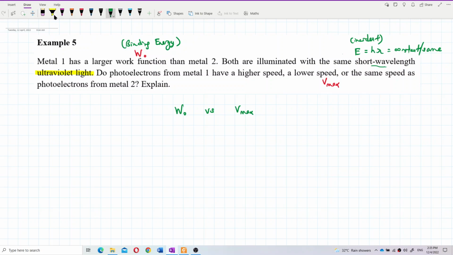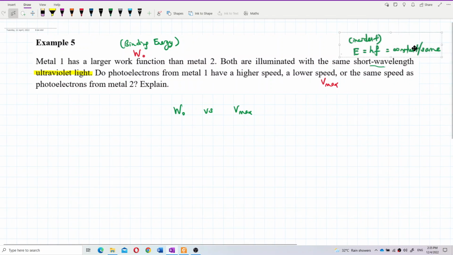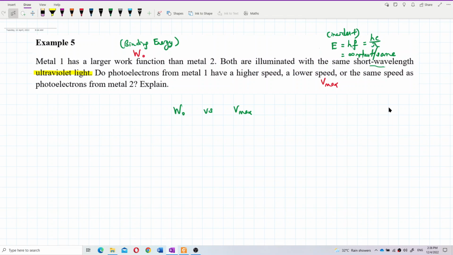Understand? hf, not h lambda. hf, or I can say this one is right somewhere. Yeah, hf. I just want to put it over here. This hf is also hc over lambda. So they are the same. They use the same incident photon, so they receive the same amount of energy.